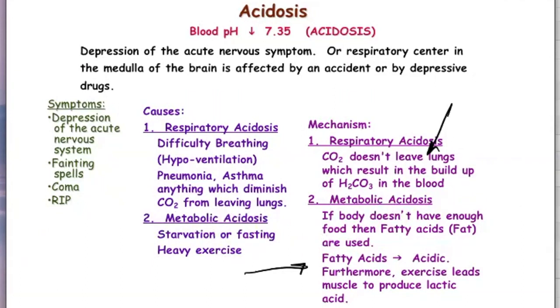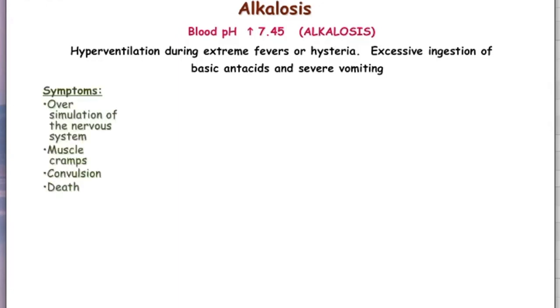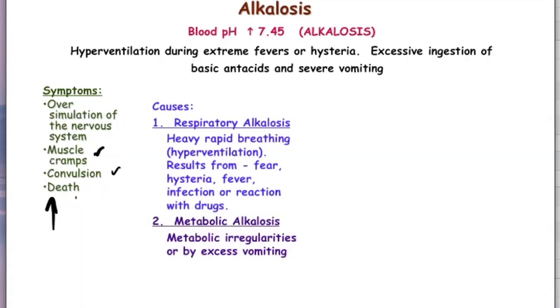In terms of alkalosis, that's when your blood pH goes higher than 7.45. That's because of the overstimulation of the central nervous system, muscle cramps, convulsion, and then you will die as well. What are the causes of alkalosis?